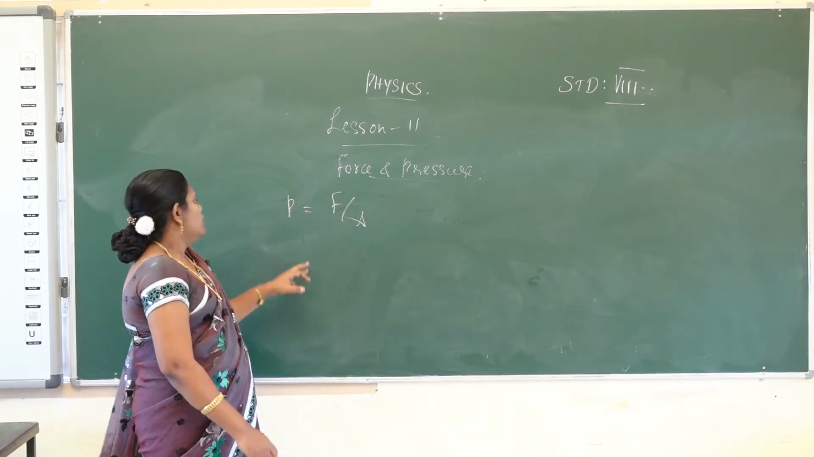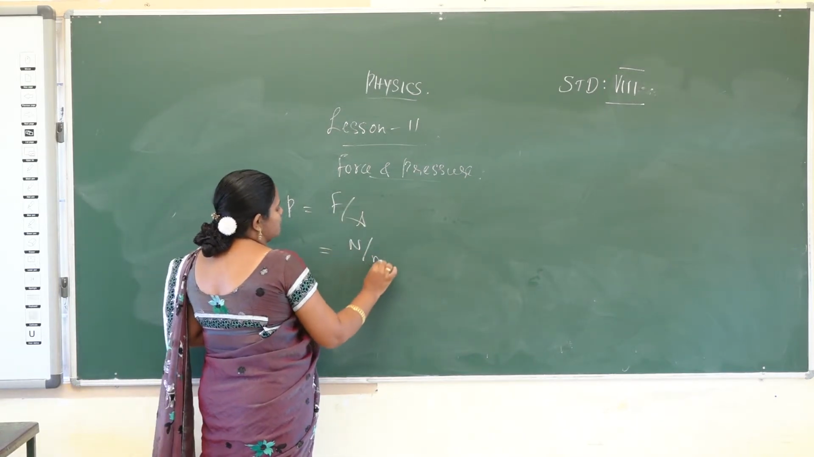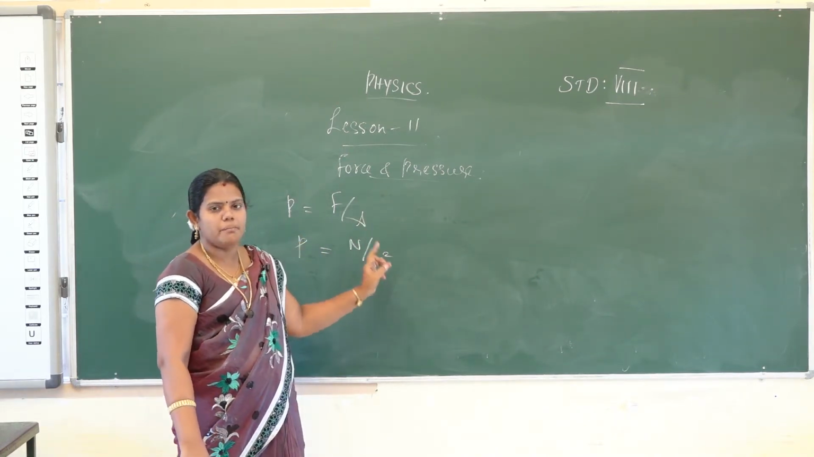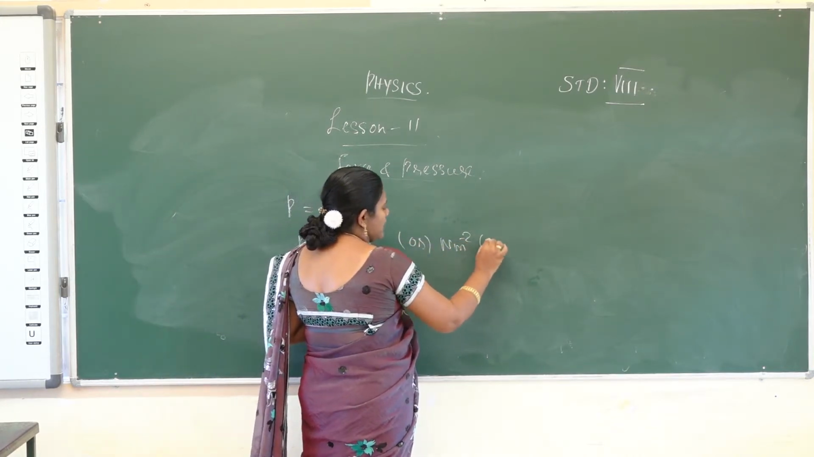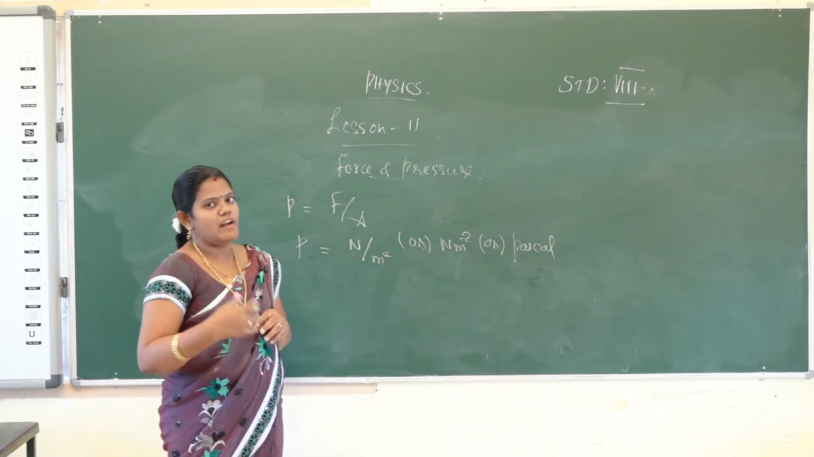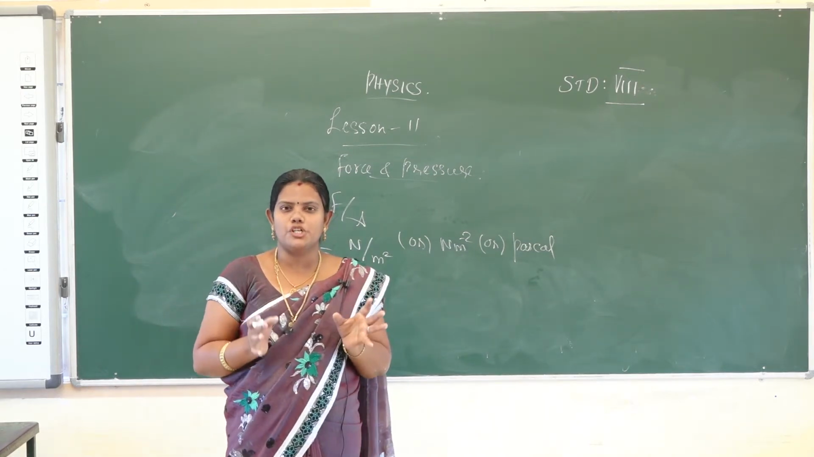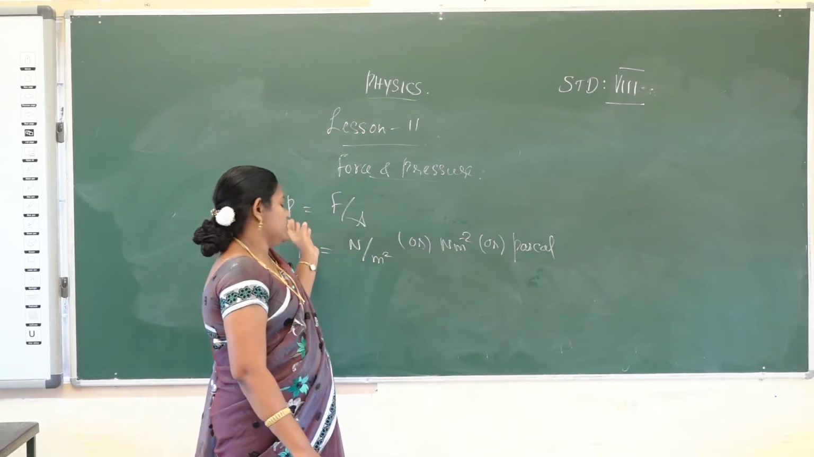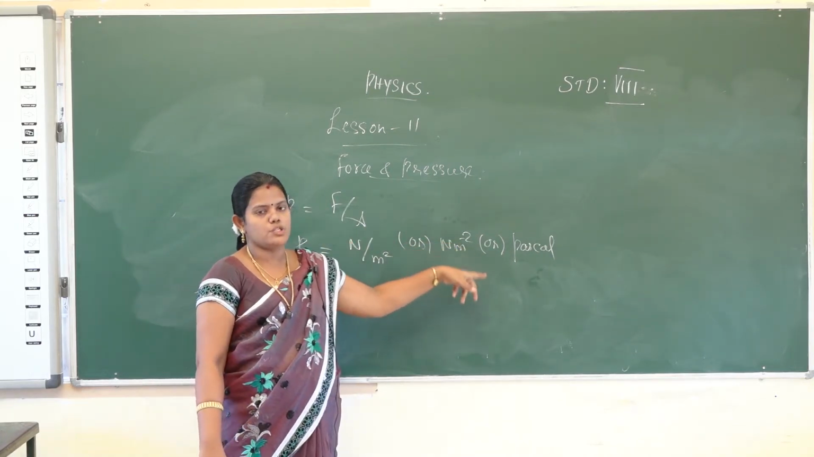Okay. So what is the unit of pressure? The unit of force is Newton and the unit of area is meter square. So the unit of pressure is Newton per meter square, or simply written as Newton meter to the power minus 2. The unit of pressure is Pascal. It is named after the scientist Blaise Pascal, who explained the terms of pressure. So the unit of pressure is Newton per meter square, Newton meter to the power minus 2, or Pascal.